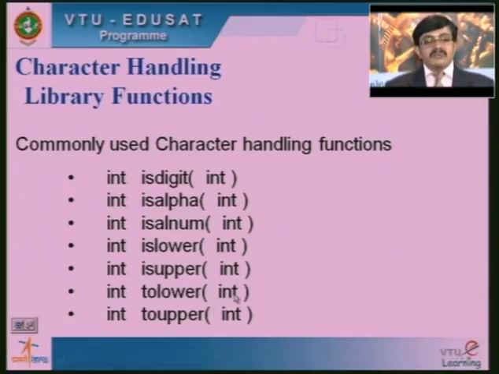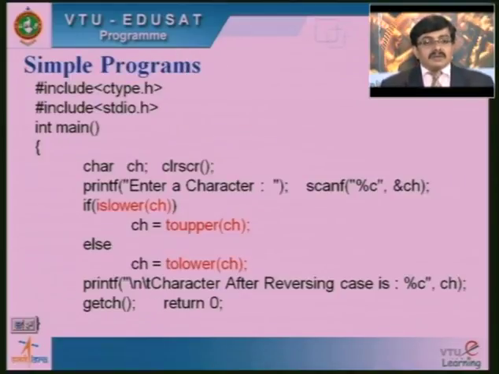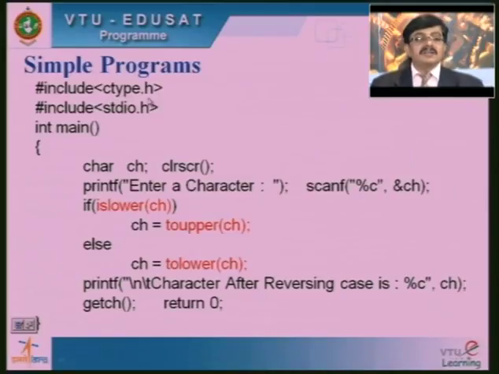Now, let us see a few programs which use these functions. The first program: I am declaring ch as a variable of type character. You have to make sure that this is a single character, it is not a string. String means an array of characters. Whenever I am using the character handling functions, I must include the header file ctype.h.